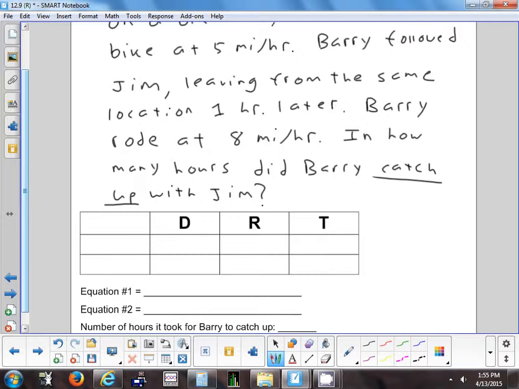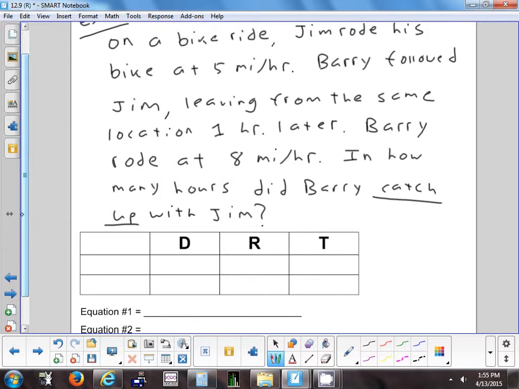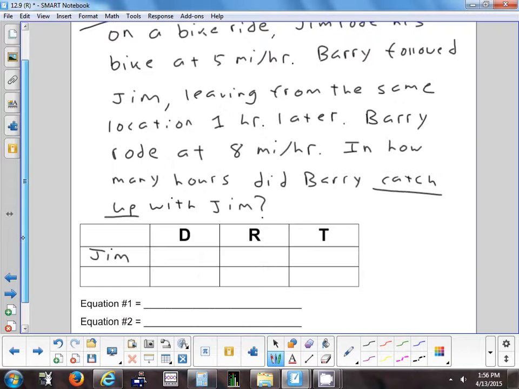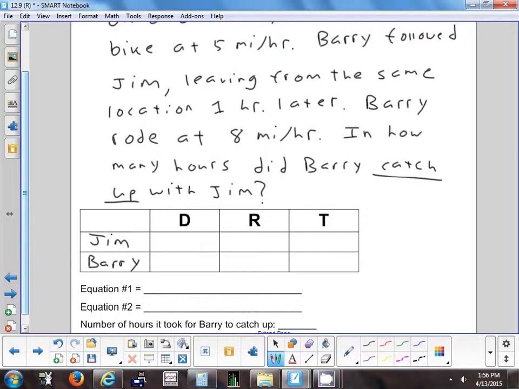What are our two things here? Okay, guys, what are my two things that are traveling? Justin, can you give me one? Is it train one, train two? No? Jim? Okay, Justin, can you give me the other one? Barry? Okay, and they're going to catch up to each other. So what's that mean about their distance, guys? They've each traveled the same distance. It doesn't give us the distance, but we know because they're catching up or meeting somewhere. D is going to be D. They don't give us any number for distance, that's why I'm just using the variable.